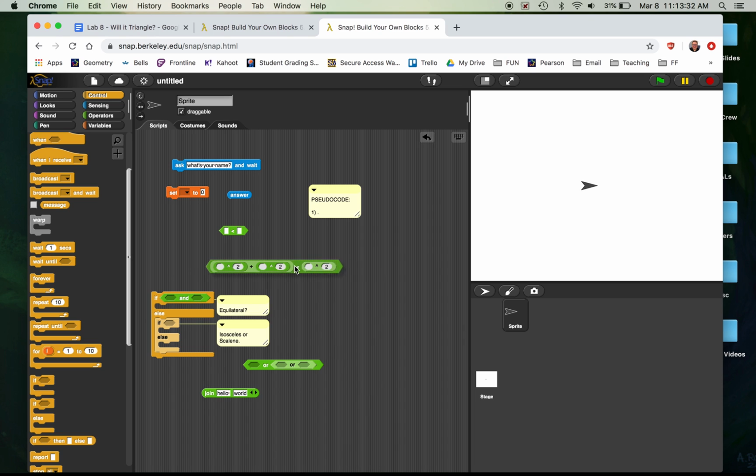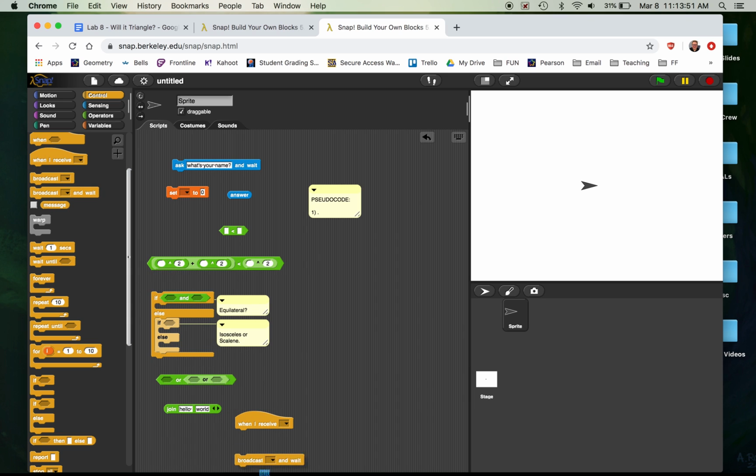All right, so that's an overview of the blocks that'll be useful. As always, try to use broadcast and when I receive to break your code up. It can be a very long chunk of code if you don't start to break it apart into pieces. So remember when I receive and broadcast and wait. I think those are good tools to have. And then the other thing I would say is let's do a little bit of mapping out.